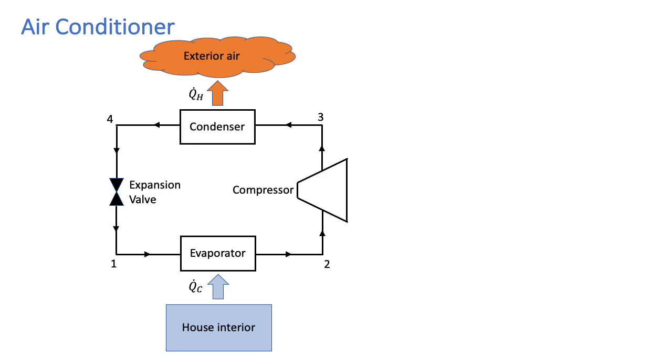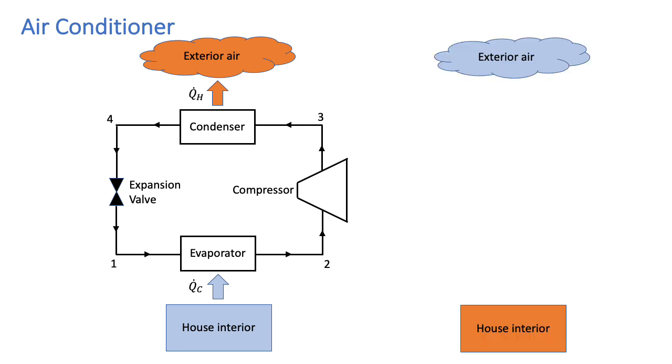An air conditioner works on exactly the same cycle as a refrigerator. In this case, the cold space is the house interior, which is maintained at a lower temperature than the exterior air. But what about the winter, where the house interior is warmer than the exterior air? We can use exactly the same device, the air conditioner, to heat the interior of the house.